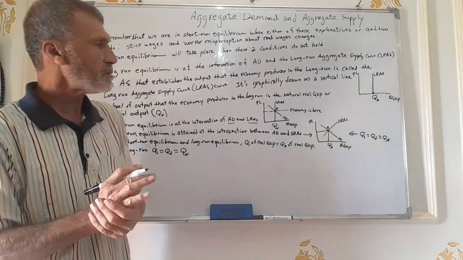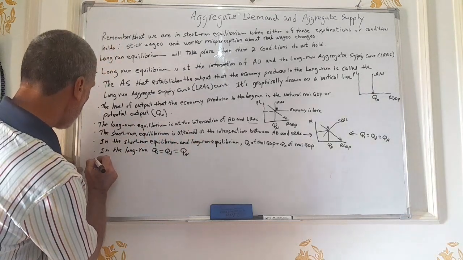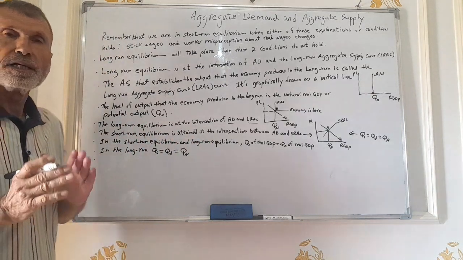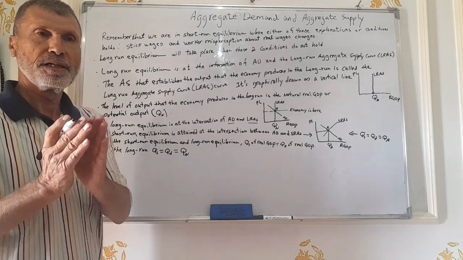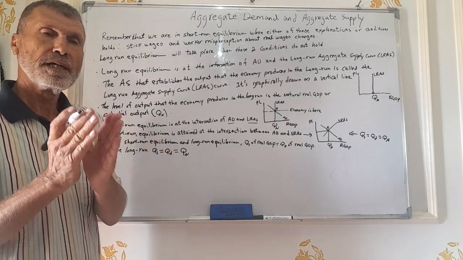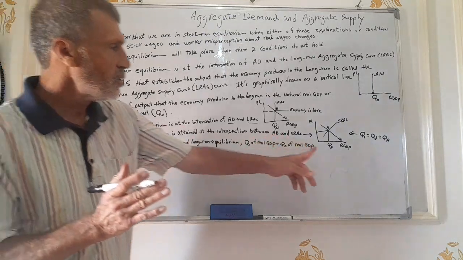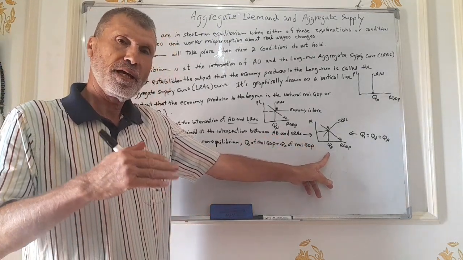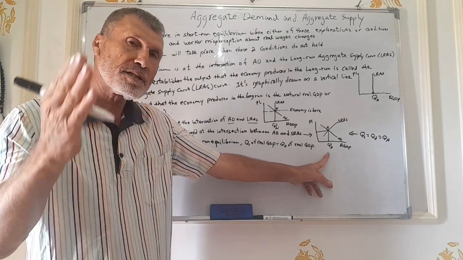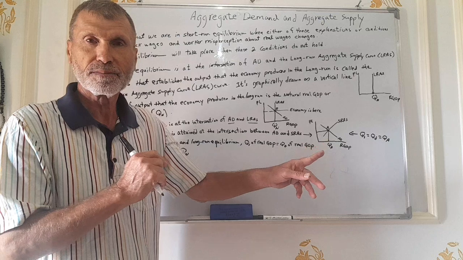So what is the difference between the short run equilibrium and long run equilibrium? The difference is that in the short run, the quantity supplied equals the quantity demanded, but that output, QA, is either greater than or less than QM.